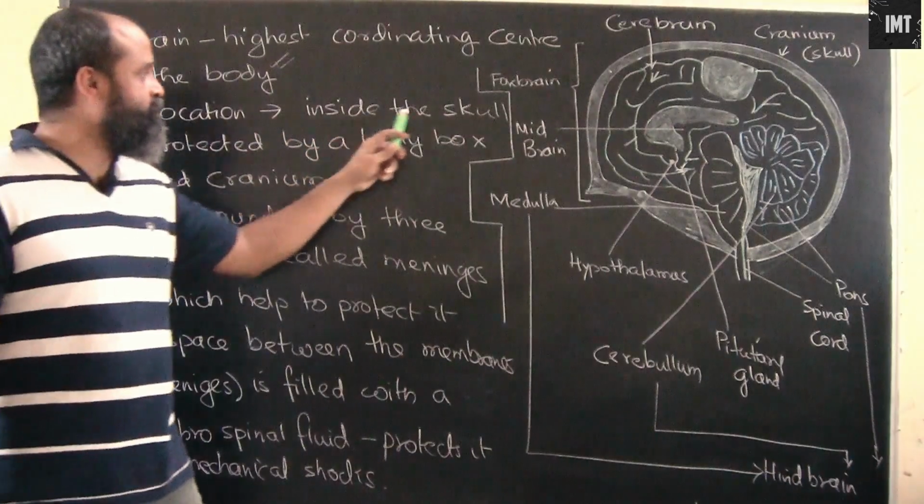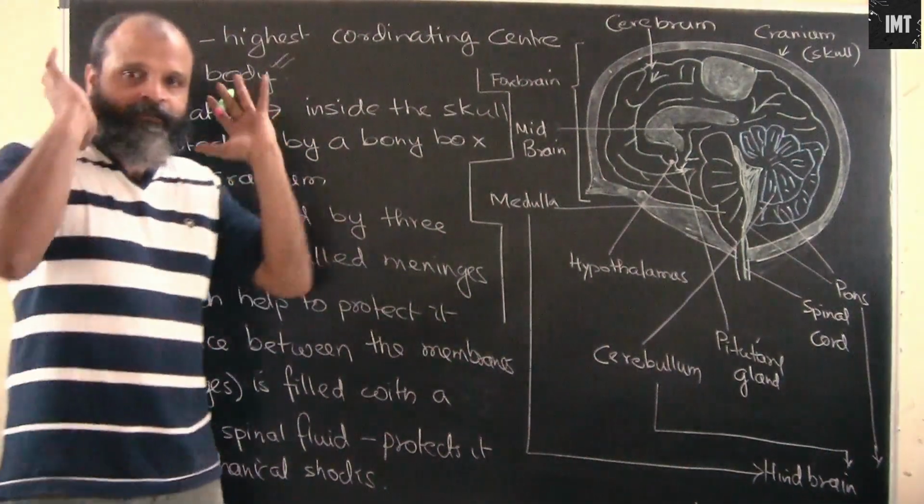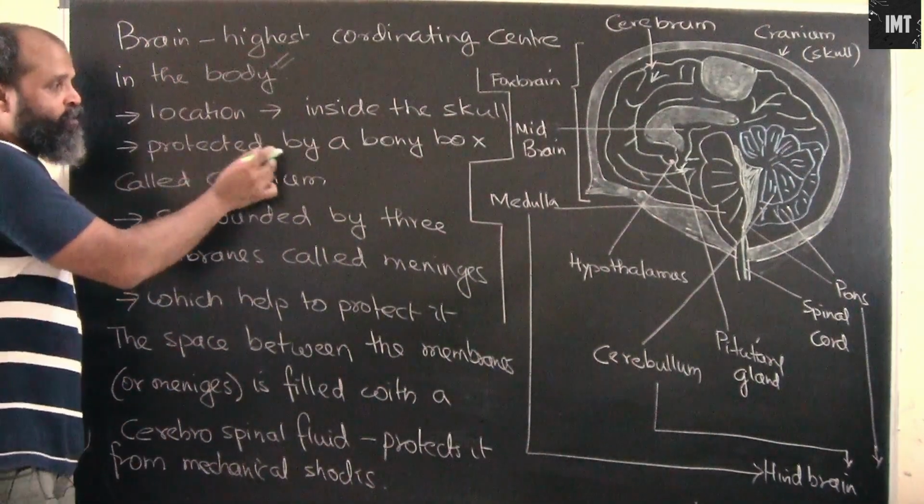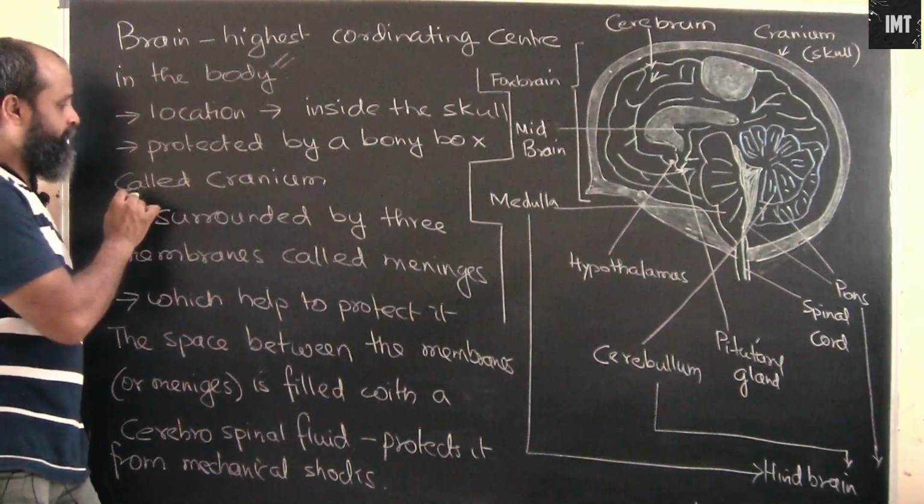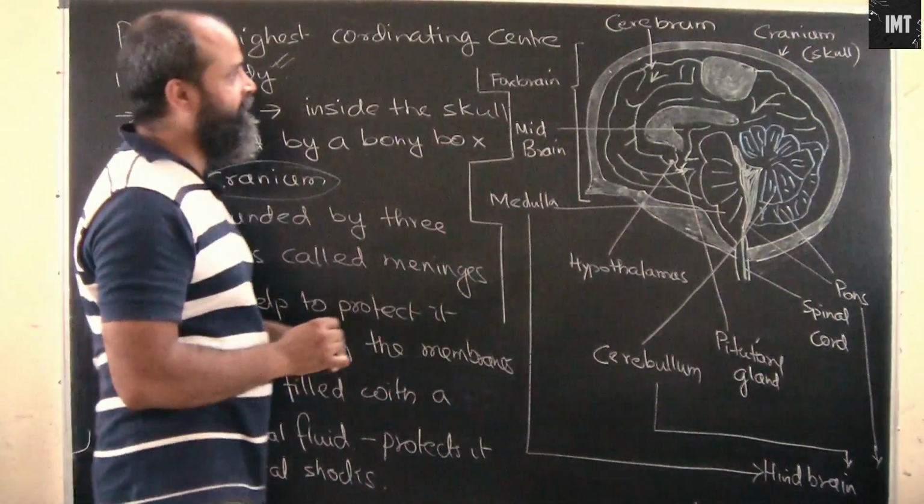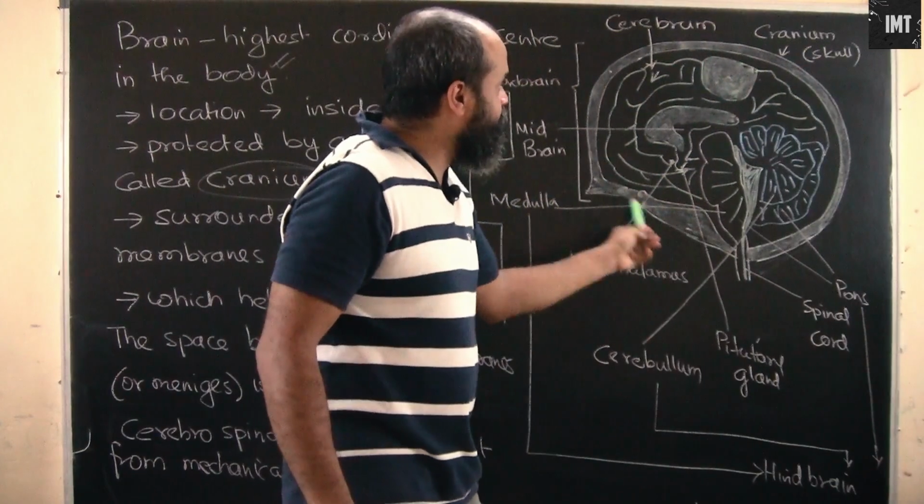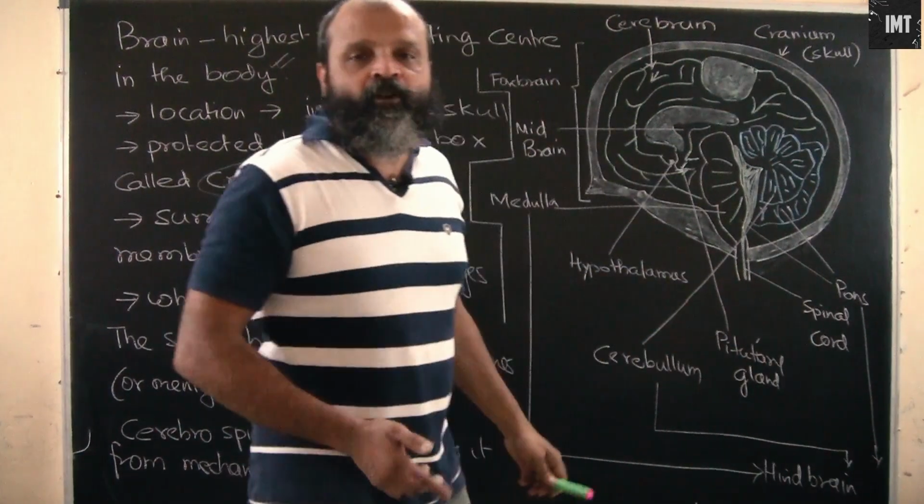Where is it located? It is located inside the skull. We have the skull here, and the brain is located inside it. It is protected by a bony box, and this bony box is basically known as the cranium. If you see here, this is the bony box, and this is the cranium part. That's the reason we call them cranial nerves.